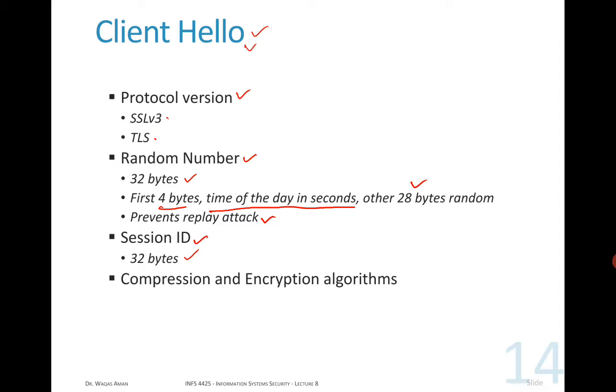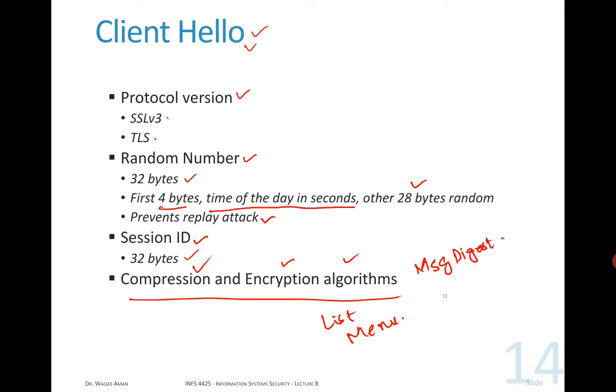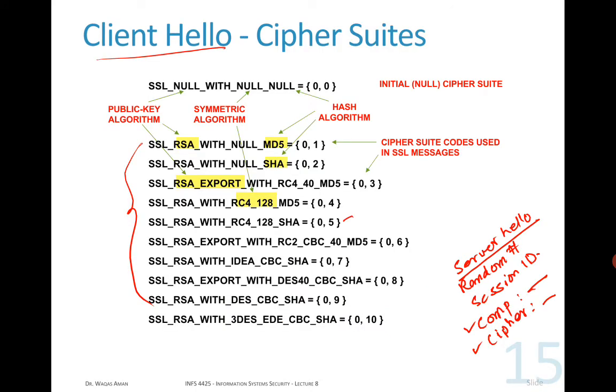And this client hello message, as we mentioned previously, also offers a list or menu of algorithms corresponding to encryption, corresponding to message digest, fine, and corresponding to compression methods, to present to the server that these are the supported lists. Please pick and choose one. Fine. This is the cipher suite algorithm. This is an example. I will show you in one of the demonstrations how this looks, but it is somehow exactly the same.